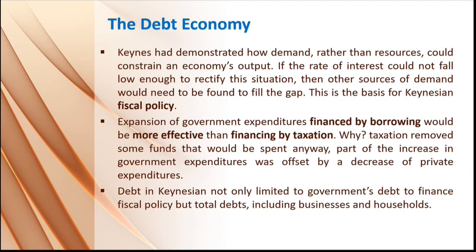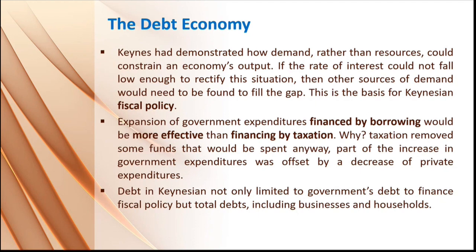Expansion of government expenditure financed by borrowing would be more effective than financing by taxation. Why? You study the multiplier effect in macro one, you know that the government expenditure multiplier is higher than the tax multiplier, because you have a more direct effect. Taxation removes some funds that would be spent anyway. Part of the increase in government expenditure is offset by a decrease in private expenditure. Instead of taxing the citizen and then the government spending this taxation, this money would have been spent by the citizen anyway. If, let's say, the government didn't tax you 10 ringgit, you would spend this 10 ringgit. So the government taxes you and spends. In this case, is what is here.